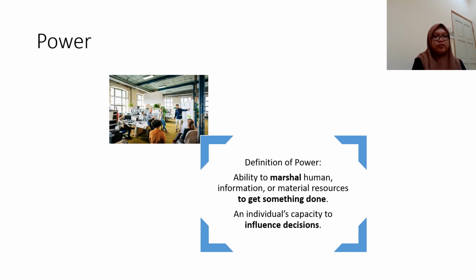Again, now we want to focus on power. So power can be defined as the ability to marshal human, information, or material resources to get something done. Or we can say that power is an individual's capacity to influence decisions. Okay, so when we have power, we can influence the decisions of others. Okay, we can influence other people and make people obey us. That's because we have the power.